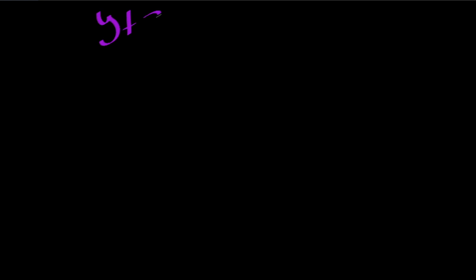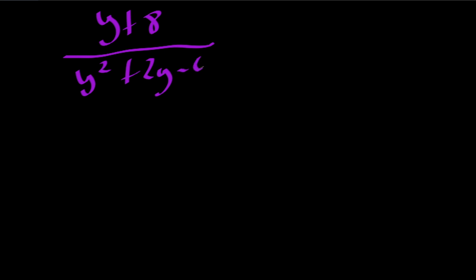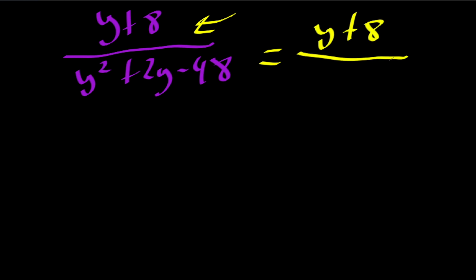So we have y plus 8 over y squared plus 2y minus 48. Now, on the top, here's what we're going to do first. We're just going to try to factor everything that can be factored. And on the top, you can see y plus 8 is just going to be y plus 8. Okay, there's nothing to factor out. There's no GCF.